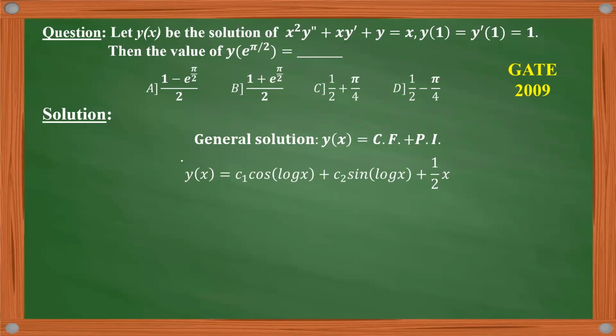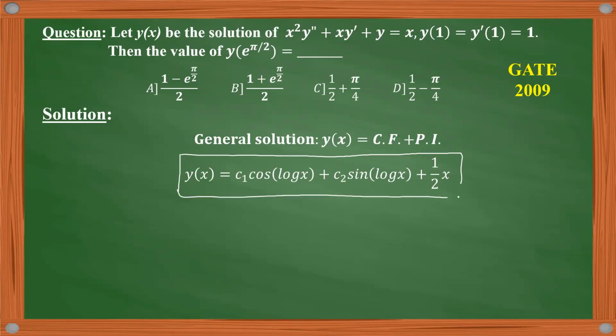So our final solution is this: y(x) is equal to c1 cos log x plus c2 sin log x plus 1 upon 2 into x. Now we can put this condition y of 1 is equal to 1, but the second condition that we have been given is y dash of 1 is equal to 1. But for this, first of all, we need to find the value of y dash at x is equal to 1.